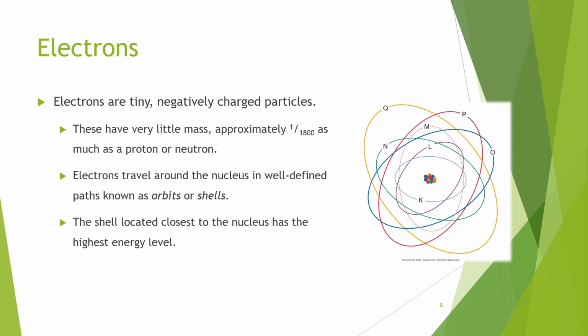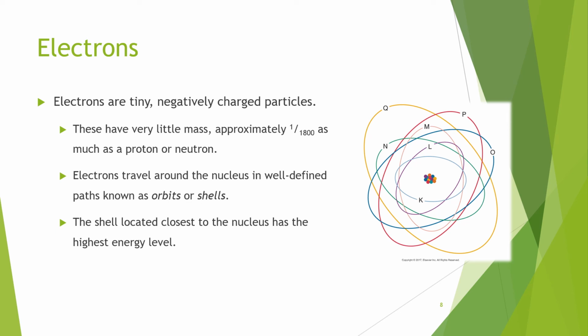Okay, so here are those electrons. Electrons are tiny, negatively charged particles, and they are zooming around that nucleus. They have very little mass, approximately 1/1800 as much as a proton or a neutron. Electrons travel around that nucleus in well-defined paths, which are known as orbits or shells.